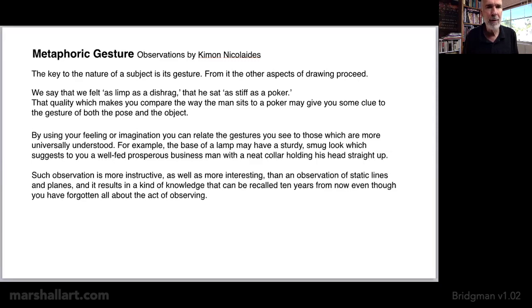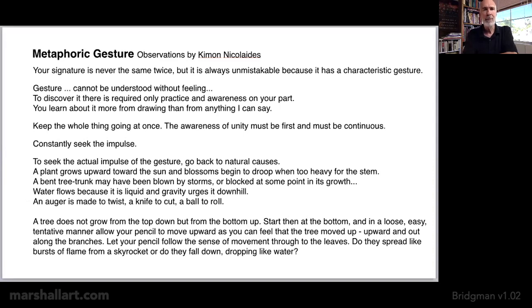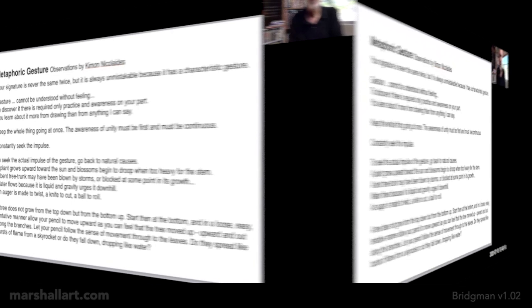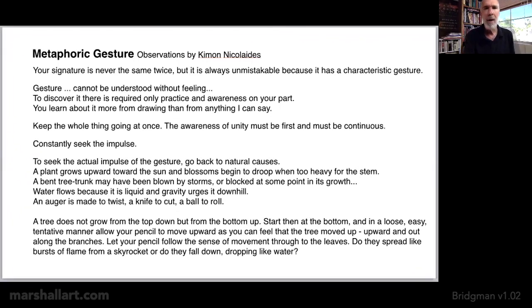Let's go to another set of observations. I'm going to leave this page up for 5 minutes. There is a whole lot in this set of paragraphs. Water, trees, and fireworks.